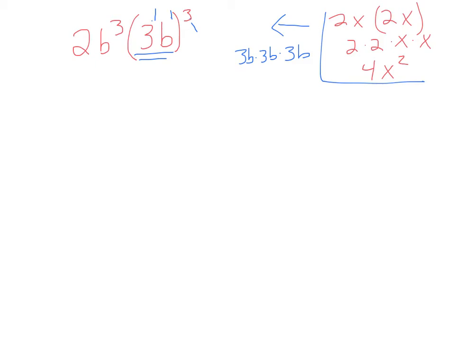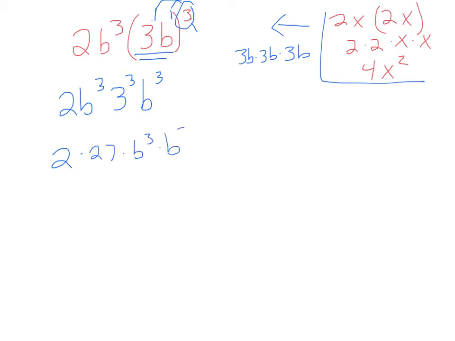Do you see? So we really have 2b to the third times 3 to the third times b to the third. And we get these exponents of 3 by taking this power, because it's to this power, and multiplying. The numbers, we have 2 times 3 times 3 times 3 is 27, I believe. And you still have this b to the third and this b to the third. What you really have is 54b to the sixth. Hooray!